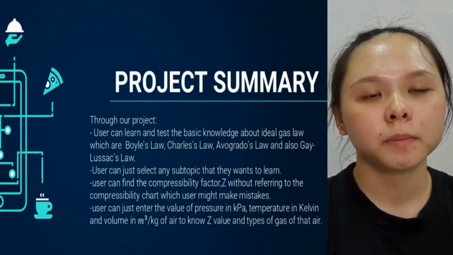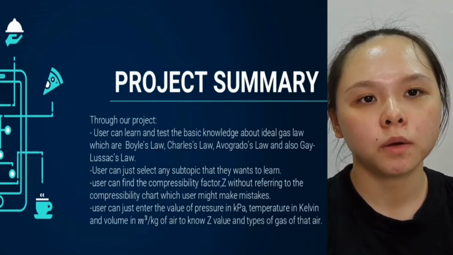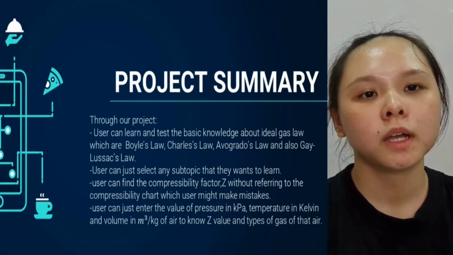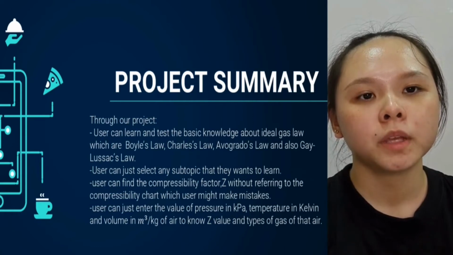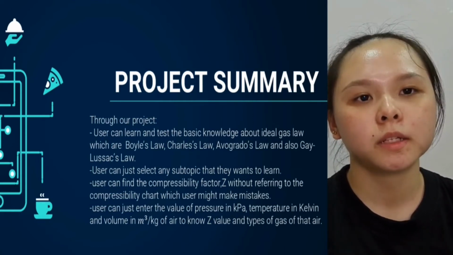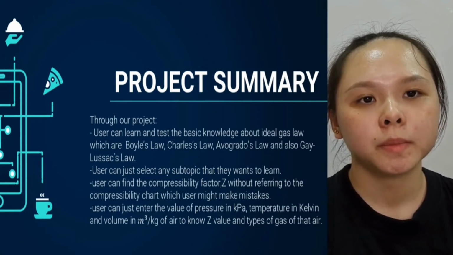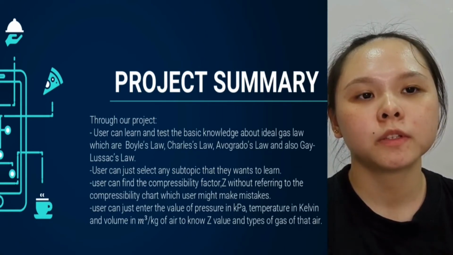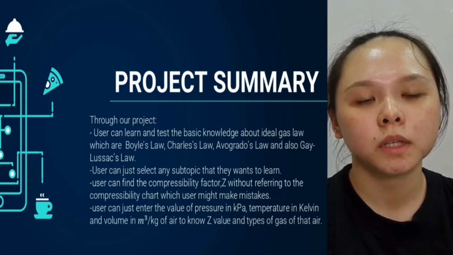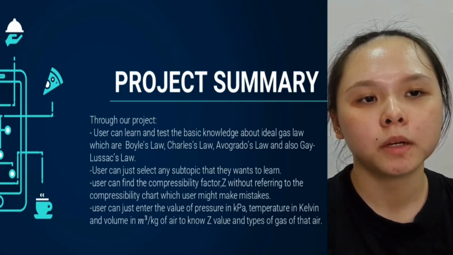User can learn the basic knowledge about ideal gas law, which are Boyle's law, Charles' law, Avogadro's law, and also Gay-Lussac's law. User can also find compressibility factor for air and type of gases for that air. By this, user does not need to refer to the compressibility chart every time they want to determine Z factor. Our project will make students easier and a faster way to learn about ideal gas law.